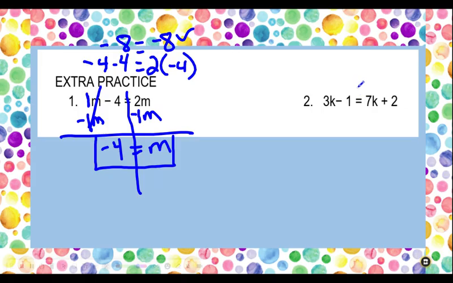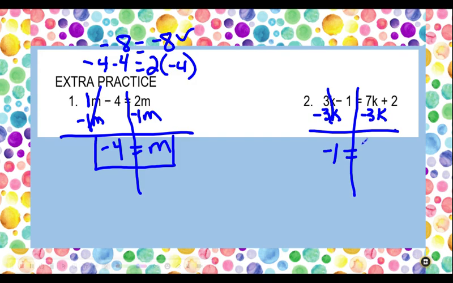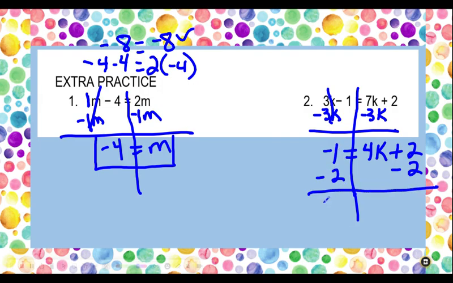Number 2, split the equation at the equal sign. I see variables on both sides. I'm going to do opposite of positive 3k, which is minus 3k. So I'm left with negative 1 equals 7k minus 3k is 4k plus 2. And now I have a two-step equation. So I have to do minus 2 on both sides first. Negative 1 minus 2. Signs are the same. I add them, keep the negative. So it's negative 3 equals 4k.